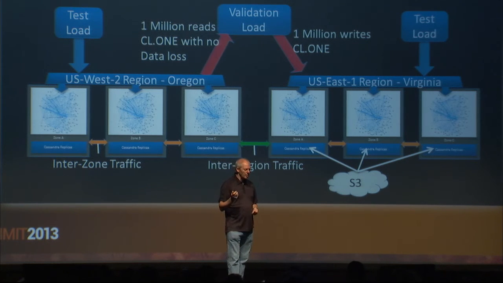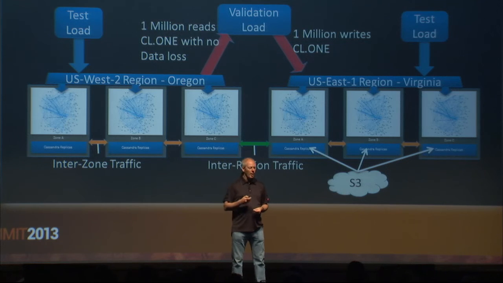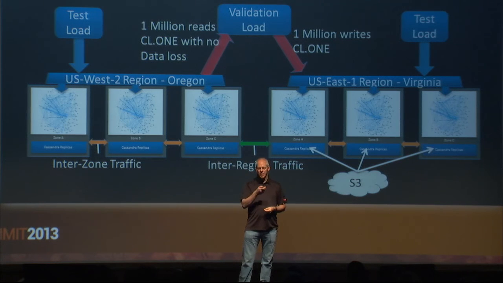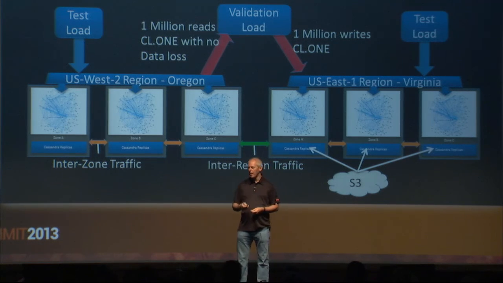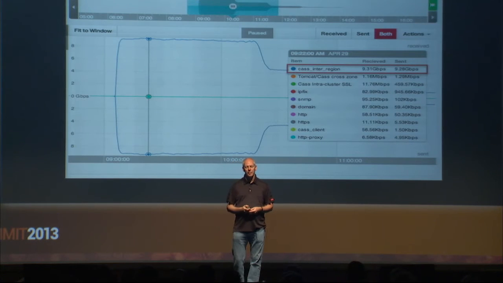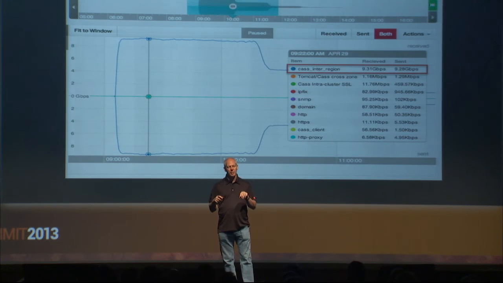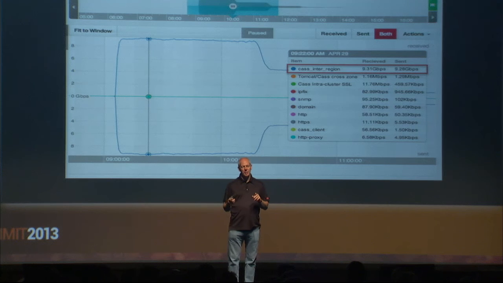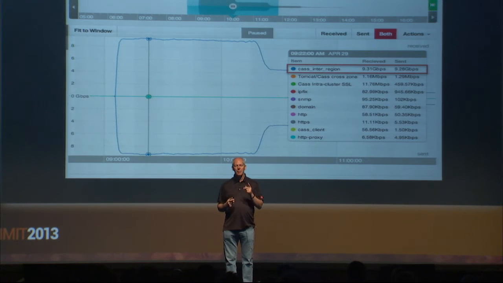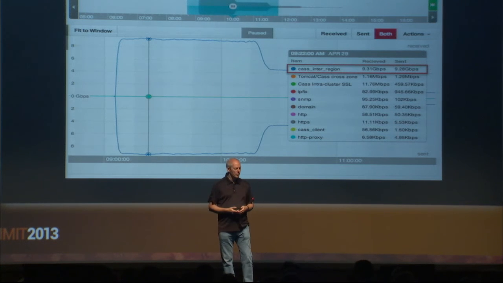So I have some diagrams that show what happened when we did this. And outside, there's a booth for Boundary. We use the Boundary tool to monitor this at the network level. What Boundary does is it's monitoring the network flows. So it can see separately the flow that's going to clients, the flow that's going cross region, and the flow that's going cross zone. And we aggregated all our 96 nodes into one set of flows that we're monitoring here.